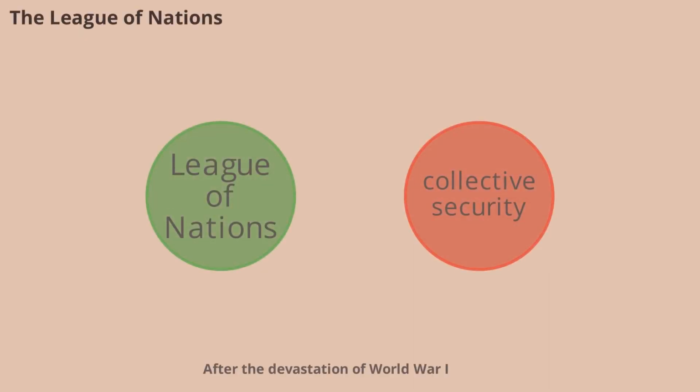After the devastation of World War I, leaders hoped to prevent future wars by creating the League of Nations. This international organization aimed to resolve disputes peacefully and promote cooperation. While it was a bold experiment in global governance, the League ultimately failed to stop aggression in the 1930s. Still, it laid the groundwork for the United Nations and the idea of collective security.